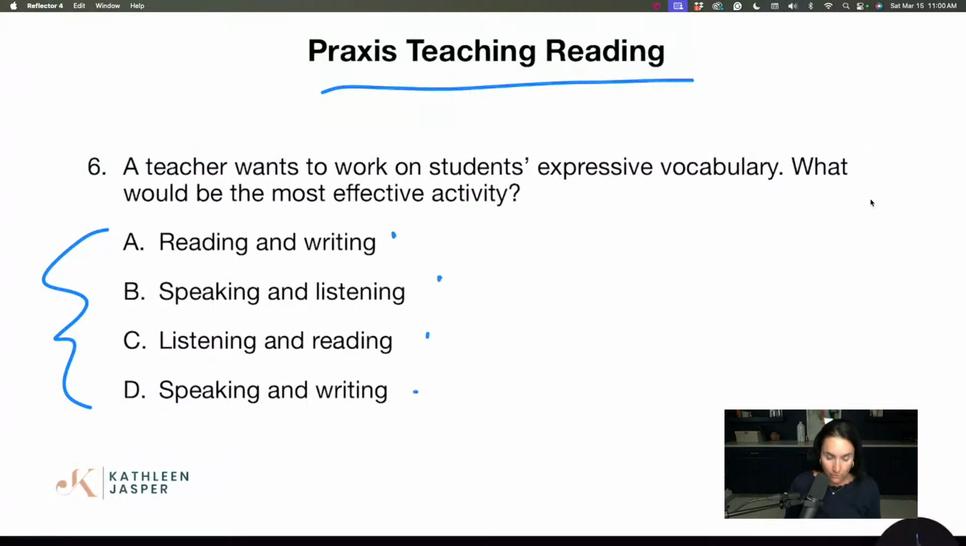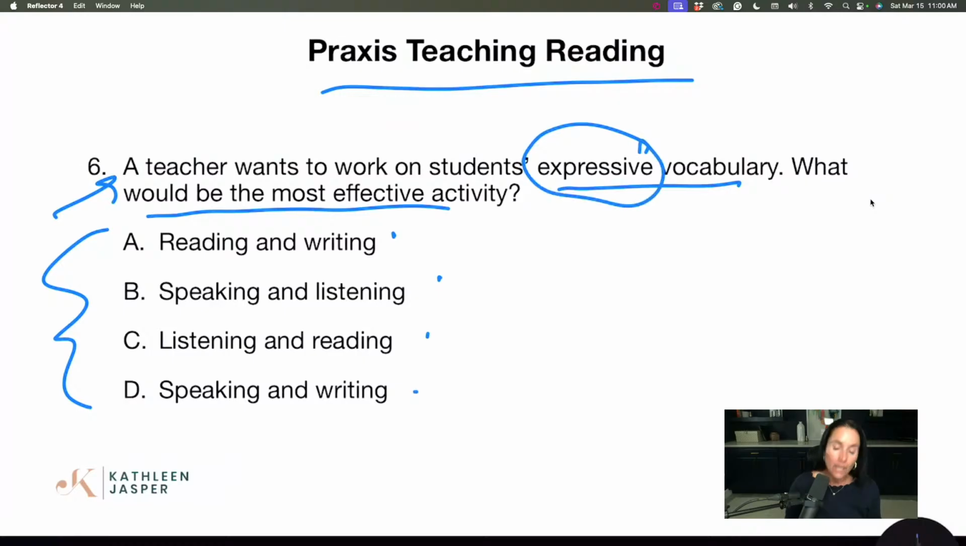Okay, here we have another thing from Praxis, teaching reading and writing, speaking and listening, reading, speaking and writing. Okay, notice from the answer choices, they're kind of mixing and matching the different skills. All right, a teacher wants to work on students' expressive vocabulary. What would be the most effective activity? So when it comes to vocabulary, we have expressive and we have receptive. Expressive means to give, right? To express, to speak, and to write.